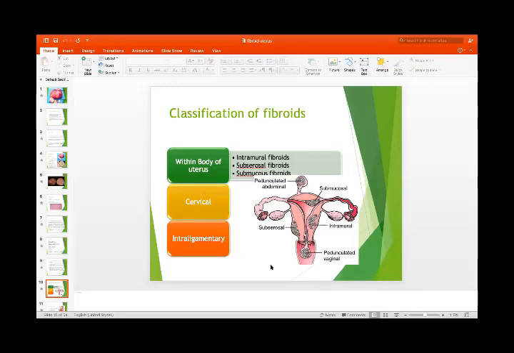So we classify the fibroids according to the site they are present. Submucosal, subserosal, intramural, pedunculated, intraligamentary if they are present in the broad ligament of the uterus, and they are cervical fibroid if they are present in the region of the cervix.